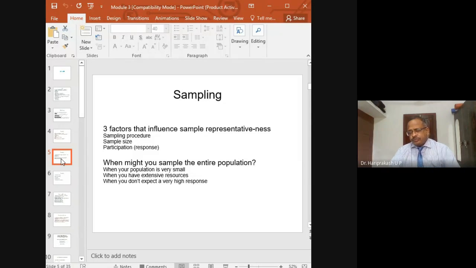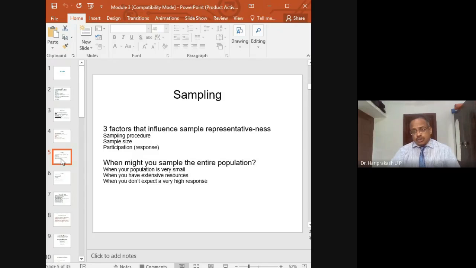Suppose you are doing a study on the employees of a particular organization, and the total number of employees is 500. Then you can collect the data from all the 500 employees. Then it becomes the population for you. It becomes a census study. It is not a sample study. The total number of employees may be 1,000 also. 1,000 also is practicable. 5,000 also is practicable.